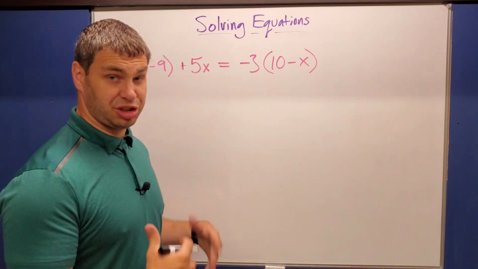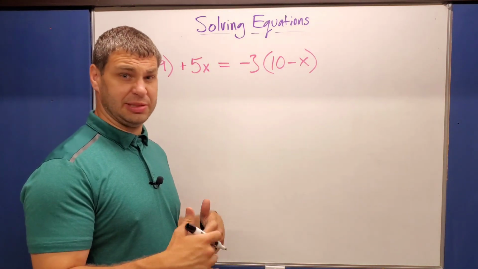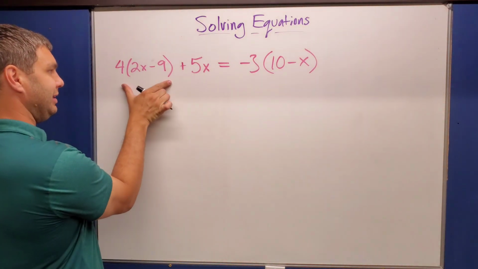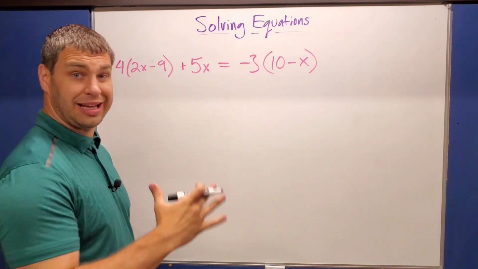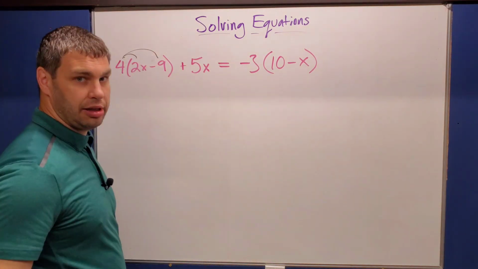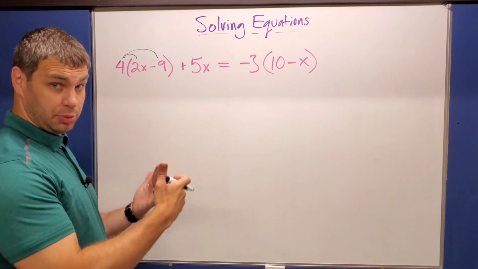Here we have a problem that involves distributing, which again, that word distribute just means multiplying multiple times. And so it says 4 times this quantity, 2x minus 9 to start with. That's what we're going to have to distribute, okay? We're going to distribute this 4 into that quantity right there. In other words, we're just multiplying it multiple times.